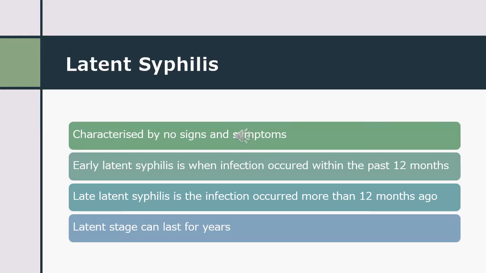Next, we move on to the latent stage of syphilis. As the name suggests, there are no symptoms or signs, and this phase can last for years, even when the disease is present or the organism is present in the body. This is divided into early latent syphilis and late latent syphilis. Early latent syphilis is if the latent phase occurs within 12 months of the occurrence of chancre, and late latent syphilis if the infection had occurred more than 12 months ago.